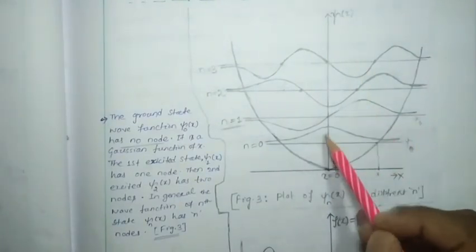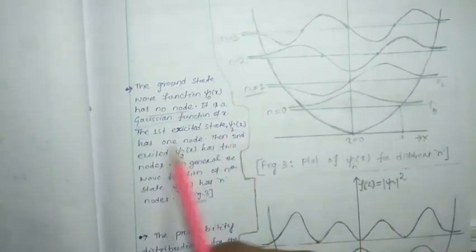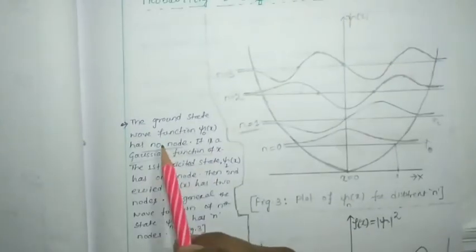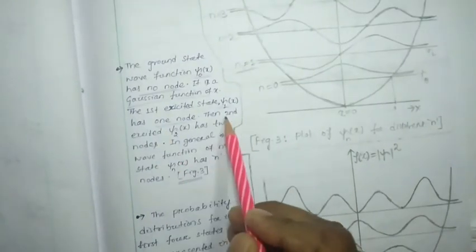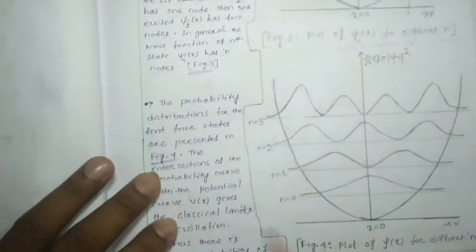maximum is here. So psi 0 has no node, it is a Gaussian wave function as I discussed, and the first excited state psi 1 has one node. Psi 0 has no node, psi 1 has one node, the second excited state psi 2 has 2 nodes. In general, the wave function of the nth state has n nodes. Now the probability distribution for the first 4 states.